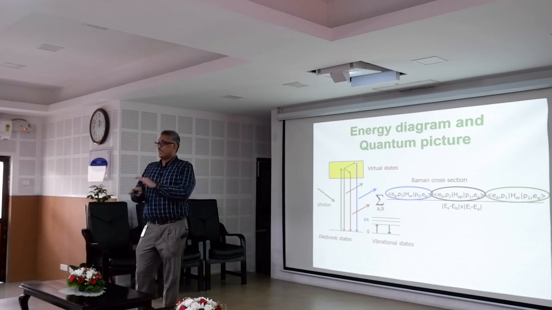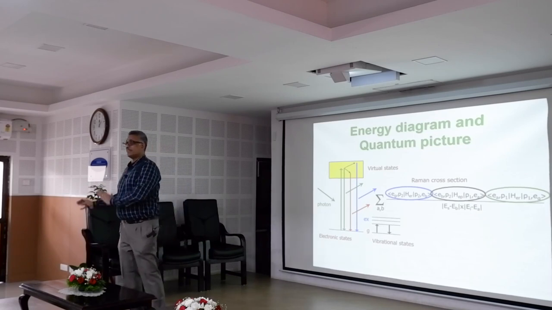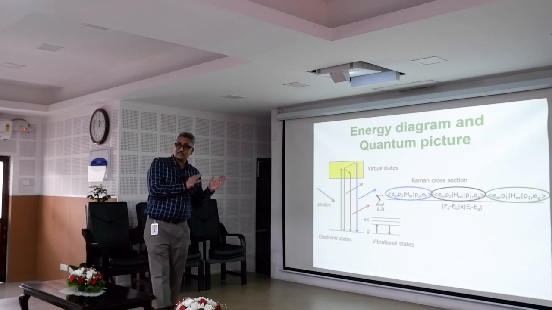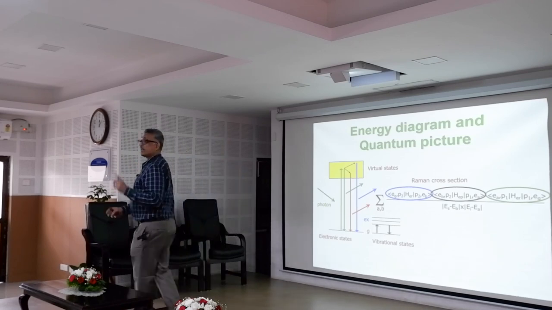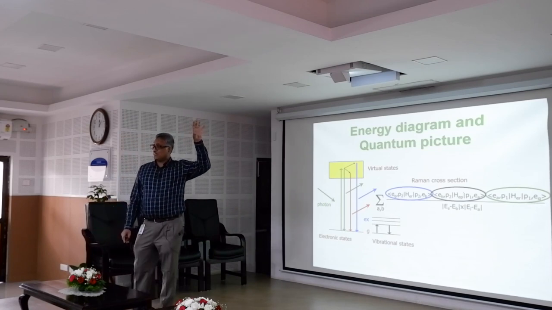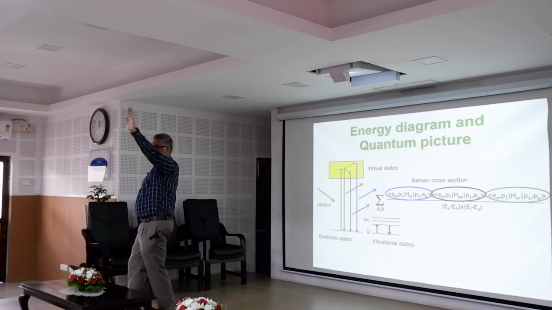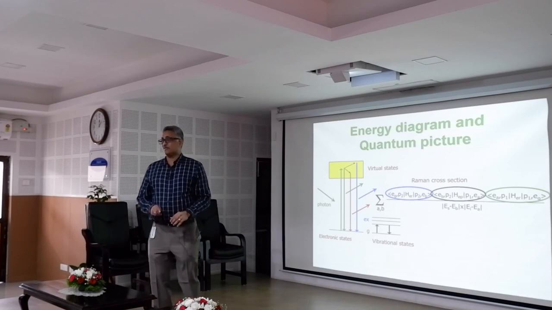So I have quickly told you what happens in real life. That is why we only look at redshifted light in Raman. We do not look at the blue shifted light. So whenever you are doing the Raman effect, you are only looking at redshifted light. If you remember what I showed you in that tiny camera, I took the photograph. I was only showing the redshifted light. That is because of that.